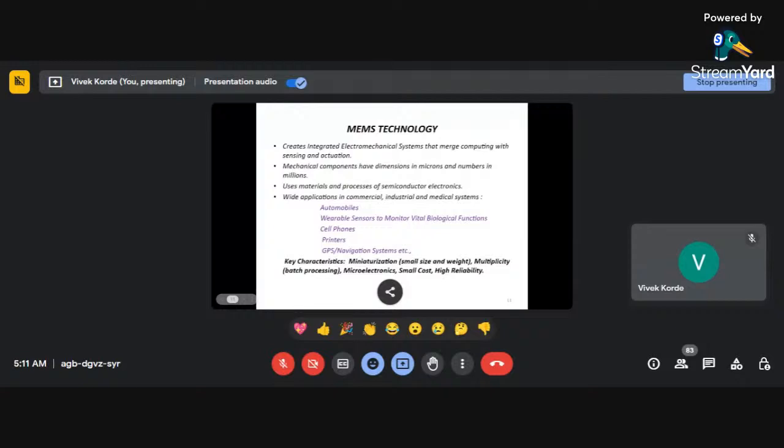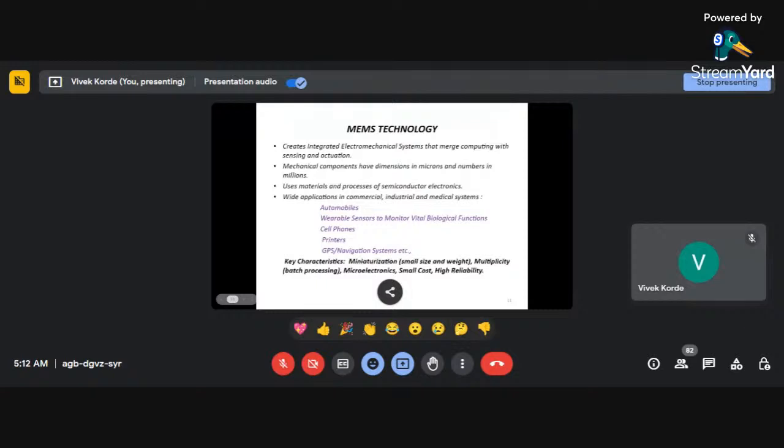So it uses materials and processes of semiconductor electronics, and their wide applications are mentioned below: in commercial, industrial, and medical systems, in automobiles, wearable sensors to monitor vital biological functions, then cell phones, in printers, in GPS and navigation systems. Now these days, if we see at all these five six fields, that is automobile, wearable sensors, cell phones, printers, GPS navigation, these are very, very important parts of our today's life. Now we can't live without these techniques, and these techniques are now enhanced with the sensors, intelligent sensors and wireless sensors, and then these are integrated together in MEMS and NEMS.